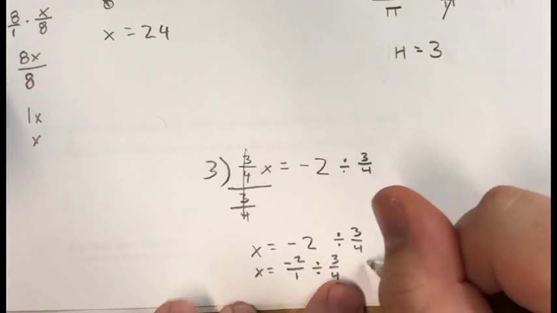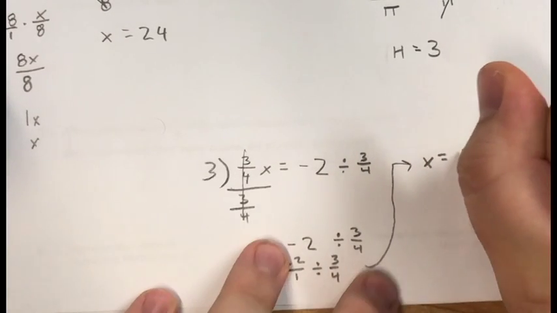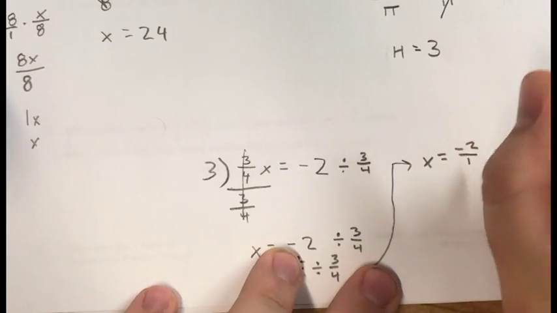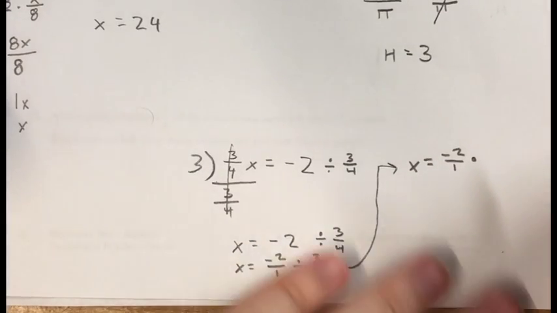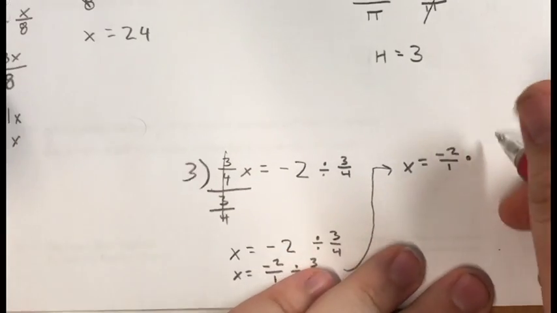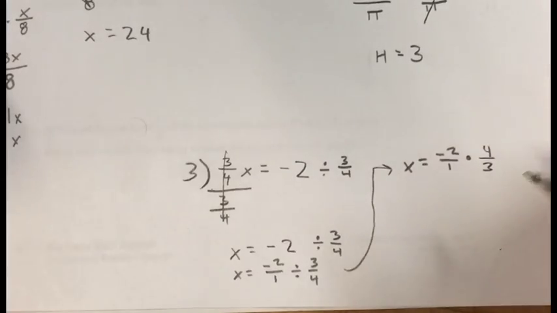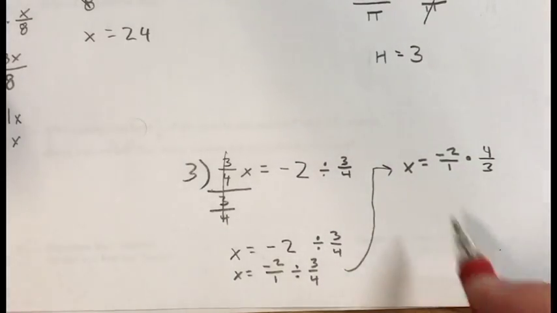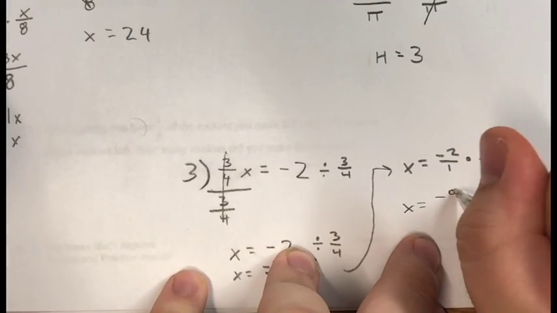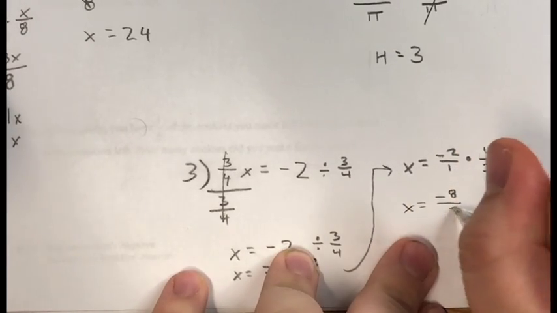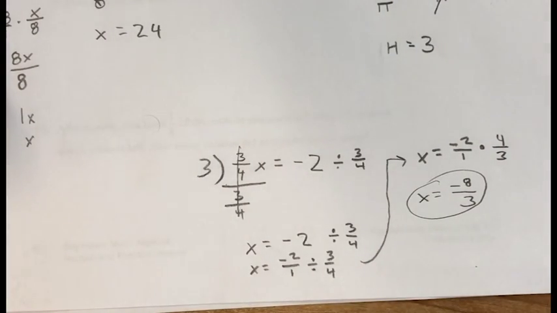And I can rewrite this, and I'm running out of room here, as x is equal to -2 over 1. I'm keeping the first fraction. I'm changing it from division to multiplication, and then I'm flipping my fraction to what's called the reciprocal. And now I can multiply like normal. x is equal to -2 times 4 is -8. 1 times 3 is equal to 3. So my answer for this is x is equal to -8/3.